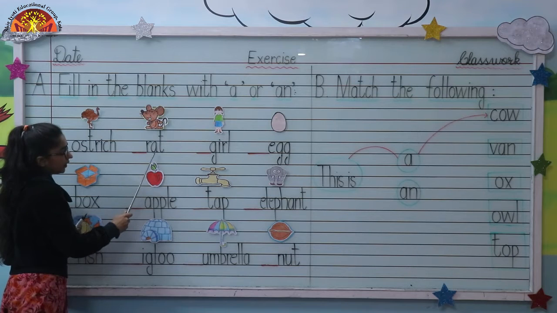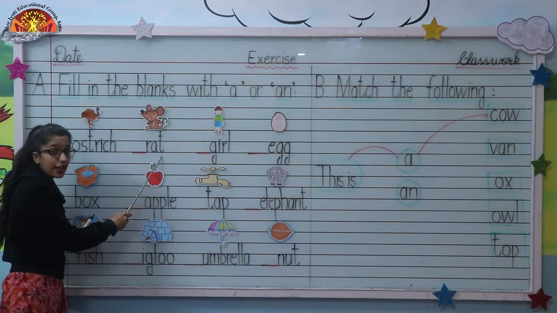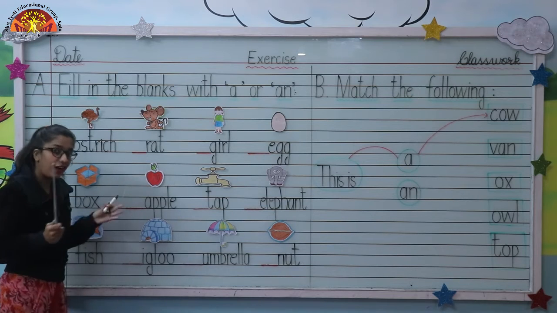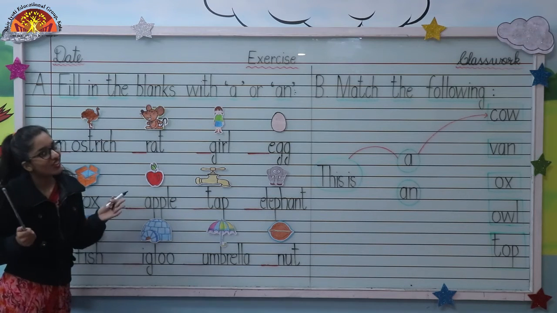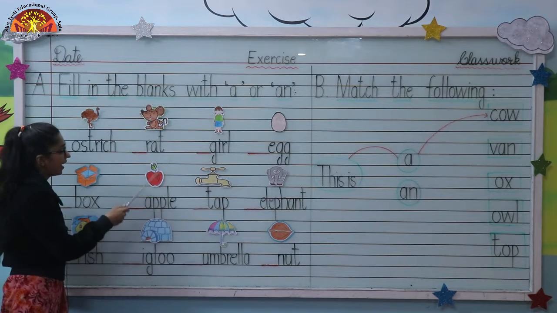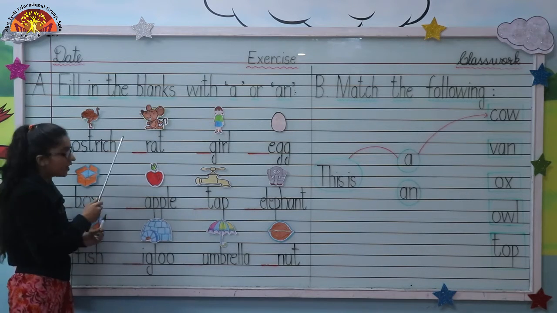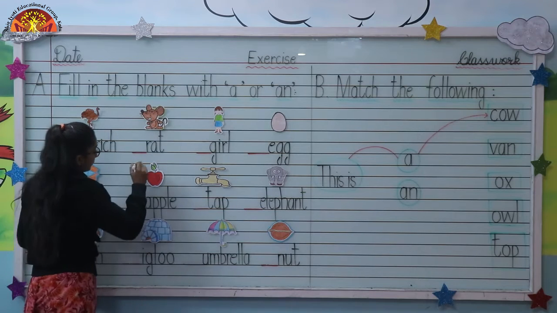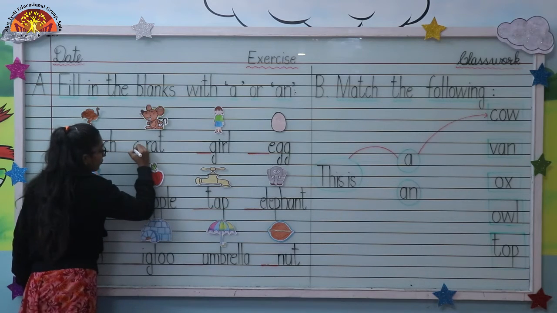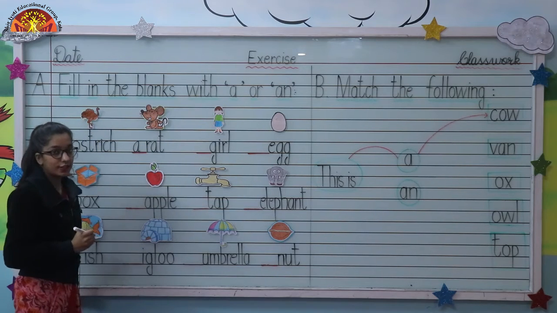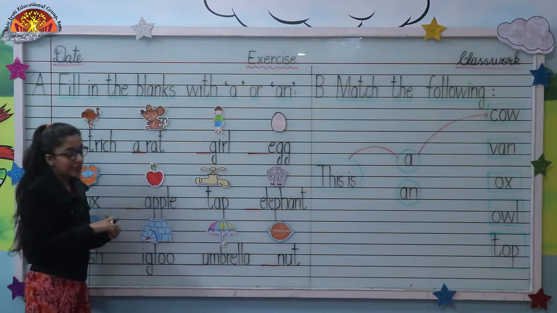Move to the next one. Dash R-A-T. Rat. So kids, first letter is letter R. R is a consonant. That means we have to write a before this word. So write a here. Like this. Okay.